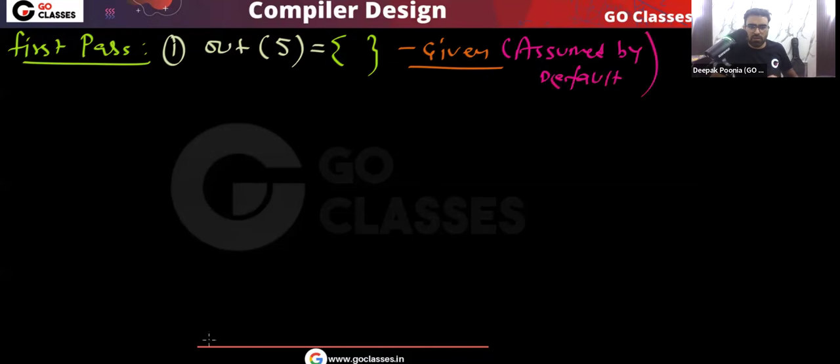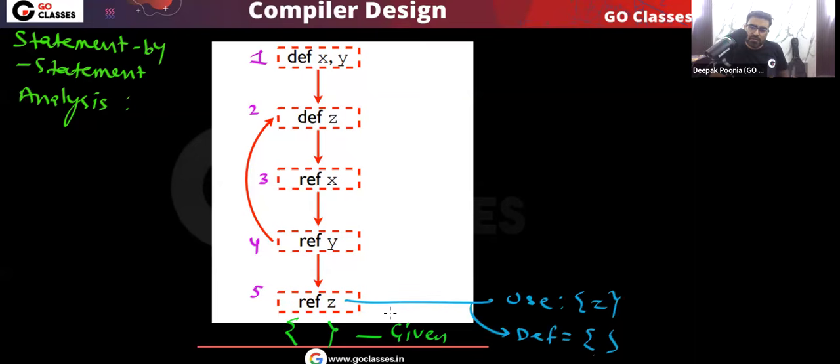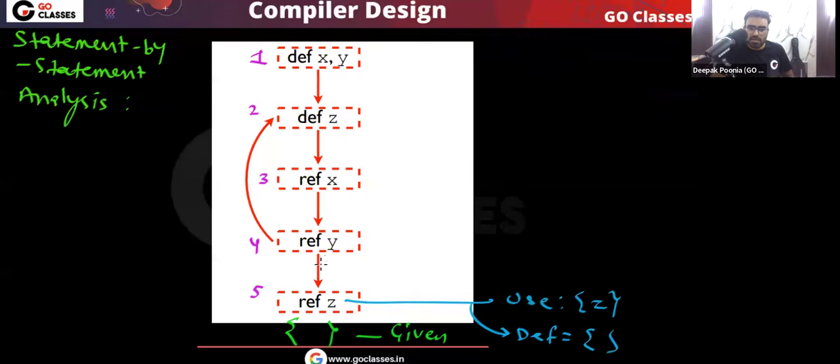Very simple. Now you tell me what will be in of 5. You can see in this statement 5, one variable we are using, we are referencing z. We are not defining anything, but we are using z. So because we are using z, in of 5 will simply be z. Now the next step is to find what is out of 4.